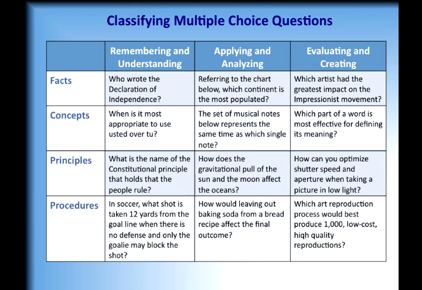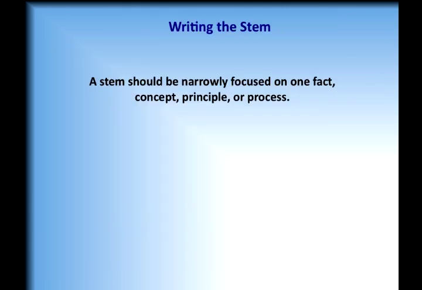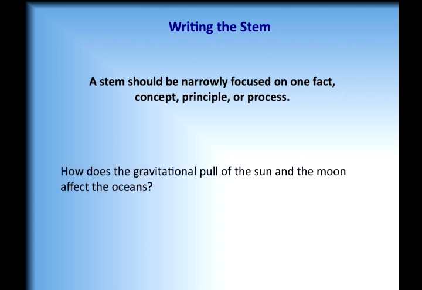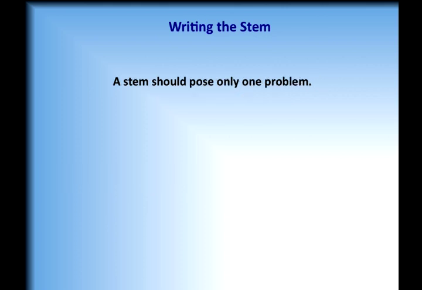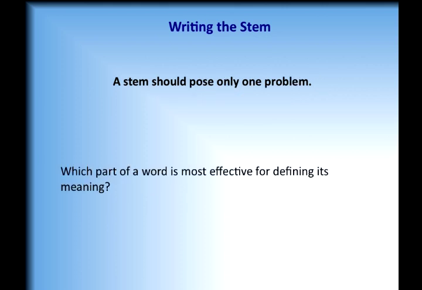You may want to keep a grid like this one to tally the number of questions you write for each of these 12 categories to improve the validity of your test. Let's first focus on writing the stem of multiple choice questions. In this example, note that the stem focuses on just one principle regarding the relationship of the moon to the tides.